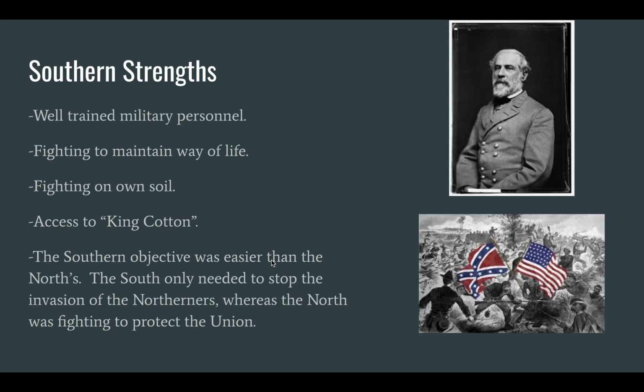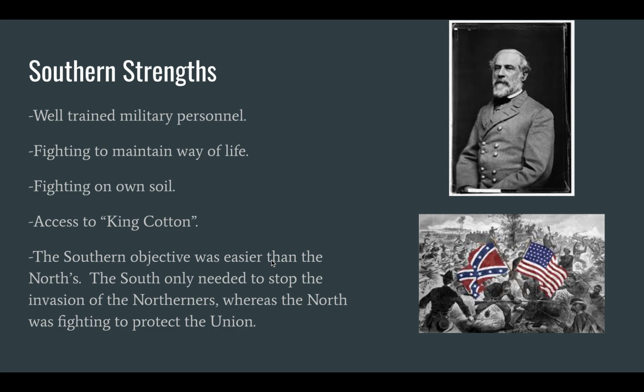Southern strengths. The South had many well-trained military personnel. Over here on the right, we have General Robert E. Lee, who was highly considered one of the best generals in American history.